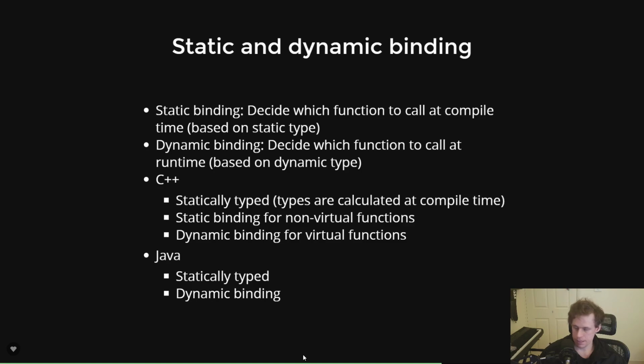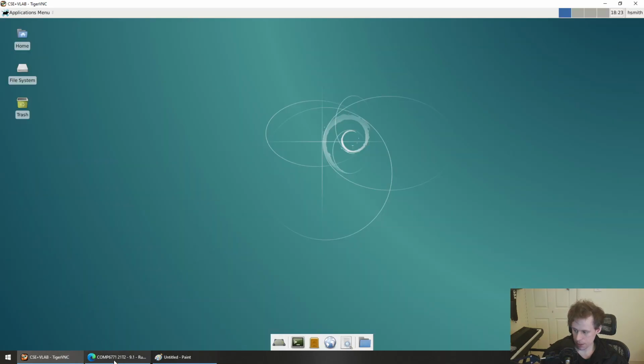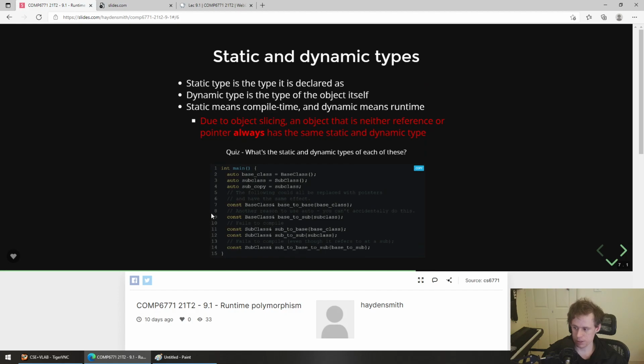We talked a bit about this yesterday again, so just to refresh, when we're dealing with this polymorphic stuff, static binding refers to how we decide what function to call at compile time. And that makes sense why we've been referring to it as a static type, because at compile time, the compiler always needs to know what functions to call.